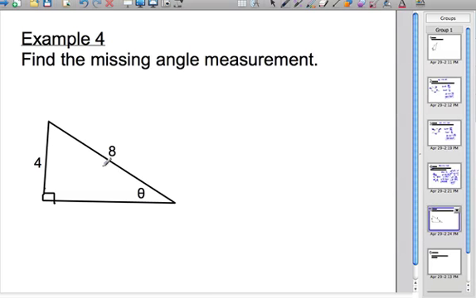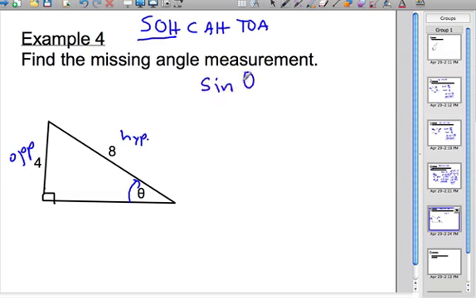So in this triangle, we're finding theta. Okay, this is the hypotenuse. This is going to be the opposite. Okay, and the other one's going to be the adjacent. But we have opposite and hypotenuse, so that means we're going to need, let's see, SOHCAHTOA. Which one uses opposite and hypotenuse? That's sine. So we're going to have sine theta equals 4 out of 8, okay, which equals half. We can simplify that.